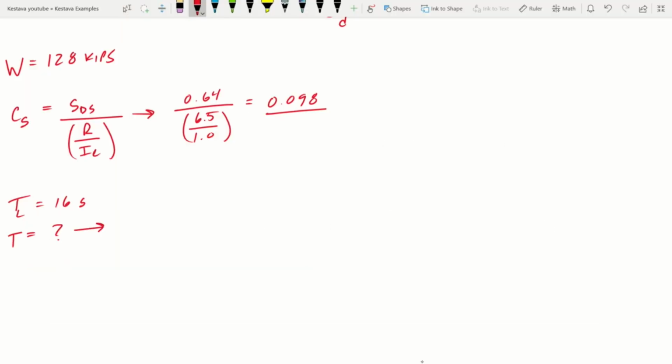So T, we're actually going to use TA, approximate. TA is equal to CT times HN raised to the X. CT is equal to 0.02. That's our approximate period parameter. Then we have X, which equals 0.75. That is also our approximate period parameter. It's the two parameters. And HN, we already know, is 16 feet.